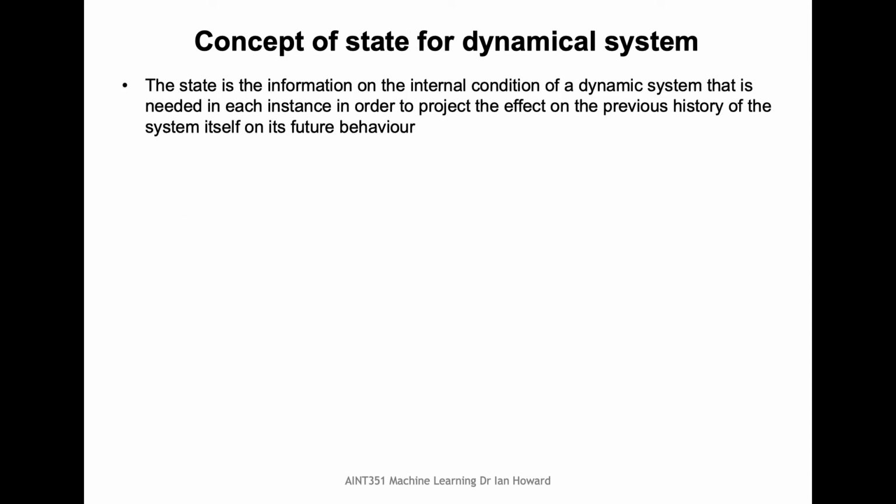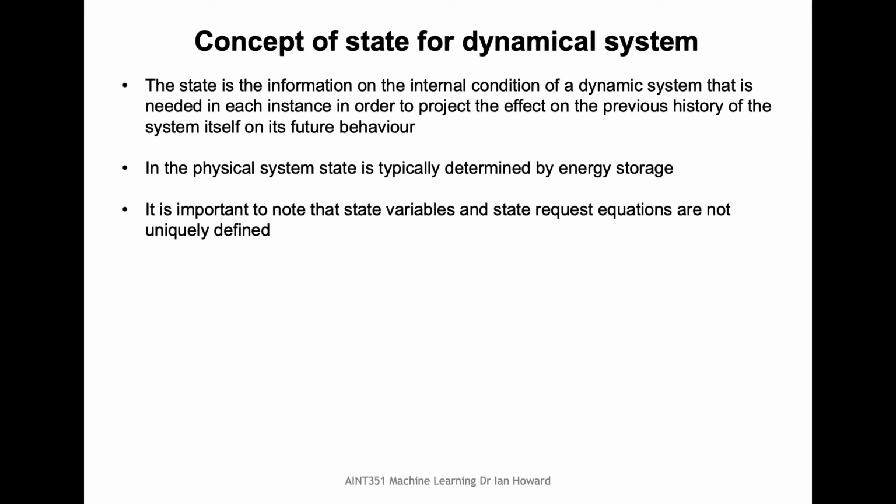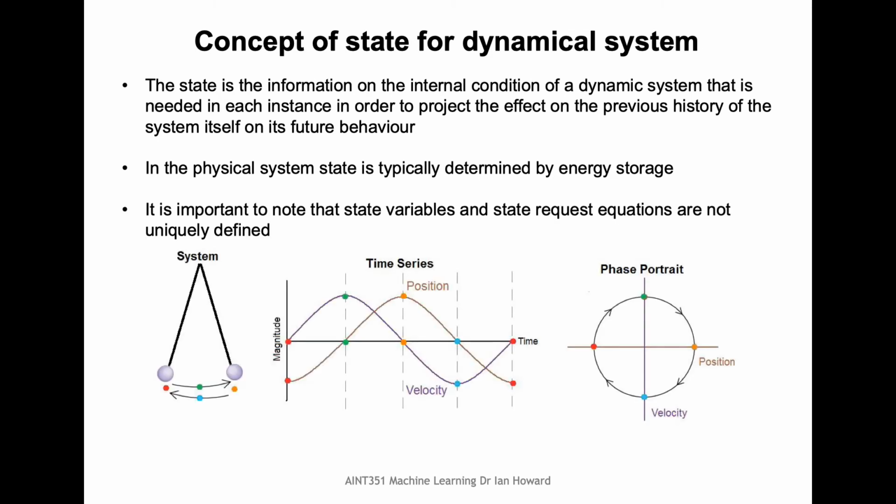One important aspect of thinking about dynamical systems is thinking about the state. So what state is the system in? The state is something which basically can predict future behaviour given the current circumstances. And typically it's determined by energy storage. So it could be a pendulum moving backwards and forwards, and you can think about the kinetic energy and also the potential energy in the system, which we can then capture maybe in terms of the angle of the pendulum.